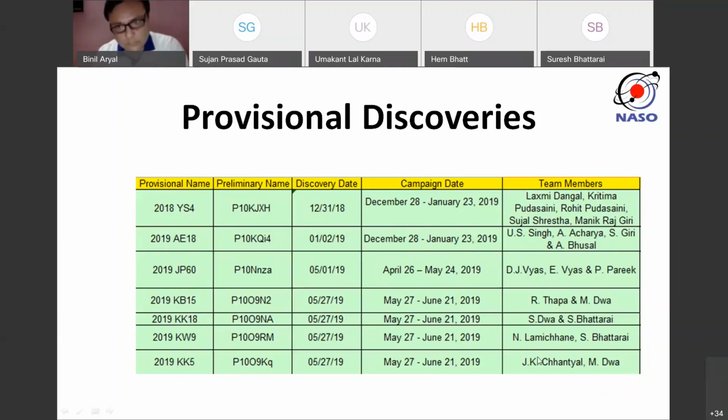So these are the ones discovered so far, and we are expecting more reports of provisional status, because we are putting a lot of effort into doing it manually. So we expect more provisional status for preliminary discoveries from earlier campaigns.